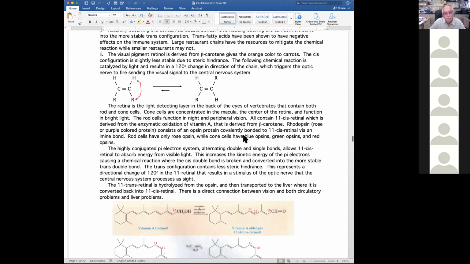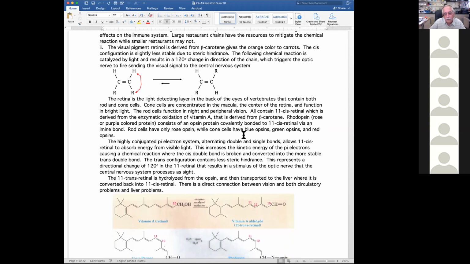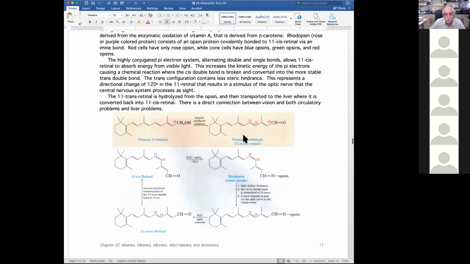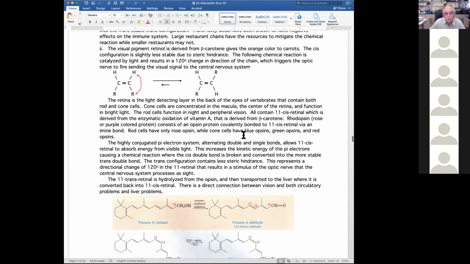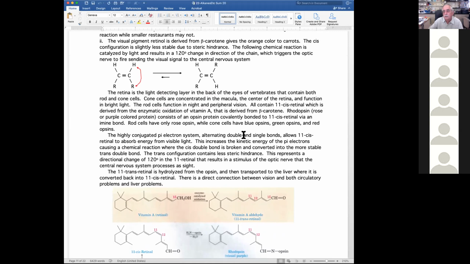And then the visual pigment retinol. It comes from beta carotene. So I don't think I have a structure of beta carotene here, but beta carotene comes from carrots. And if you cut it in half and you oxidize one of the ends all the way to an aldehyde, then that would be called a retinal.